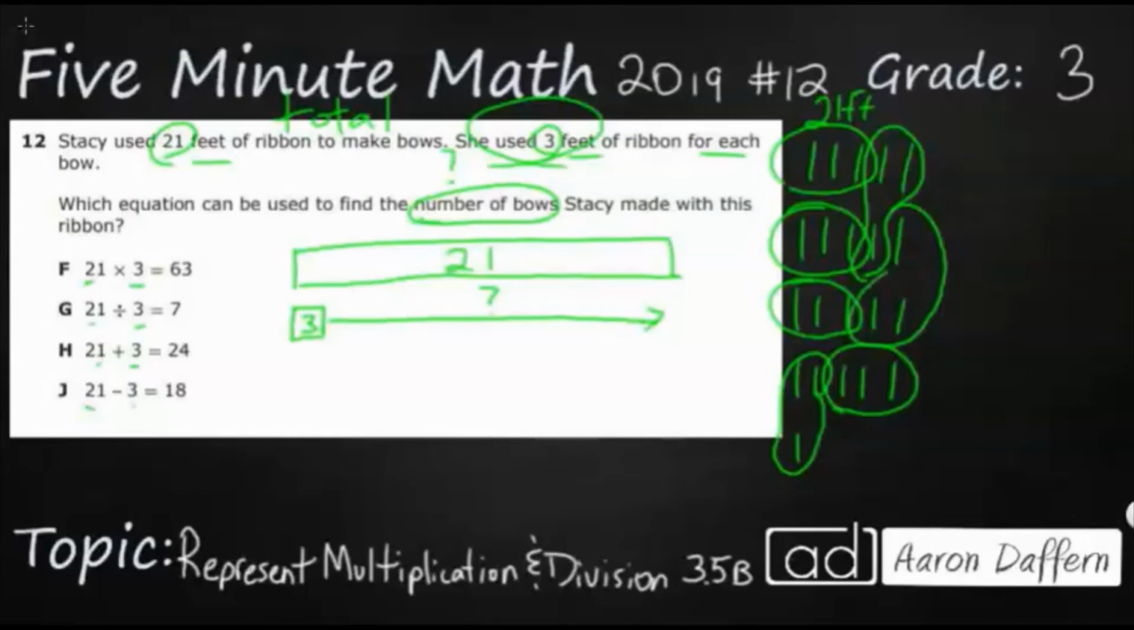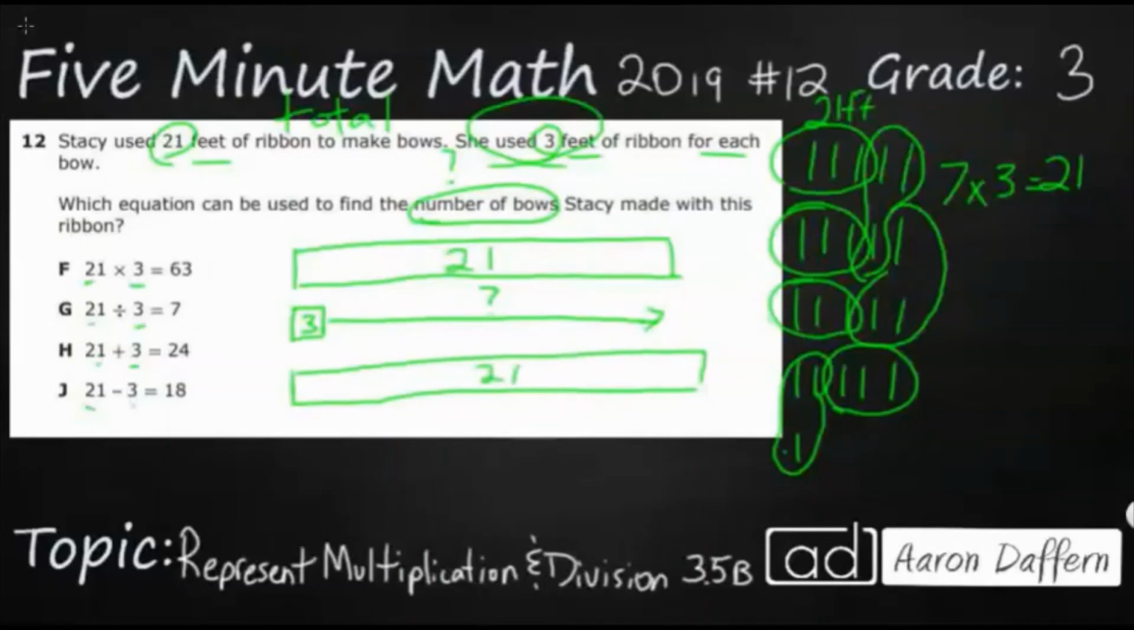1, 2, 3, 4, 5, 6, 7. So I made 7 groups of 3, and that made 21 feet, and that makes sense. And so if I were to use that as a strip diagram, could I do that? Could I do 7 down here? Could I set up 3, 6, 9, 12, 15, 18, 21.